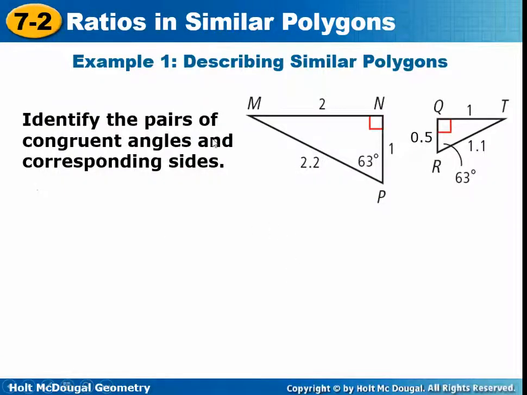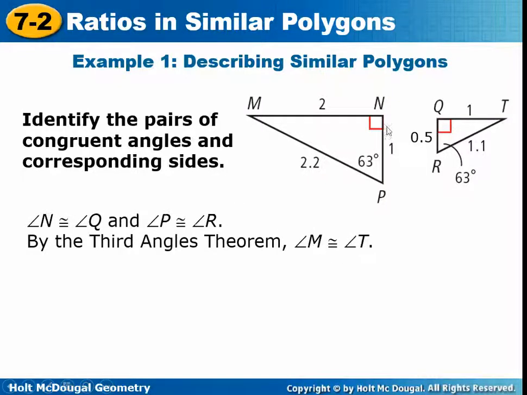Okay, this says identify the pairs of congruent angles and the corresponding sides. You have to do a couple of these on your assignment today. So for the pairs of congruent angles, it's nice to start with the right angles that are marked. So we know that angle N is congruent to angle Q, so you write that. And angle P is congruent to angle R. We know that because they're both marked 63.